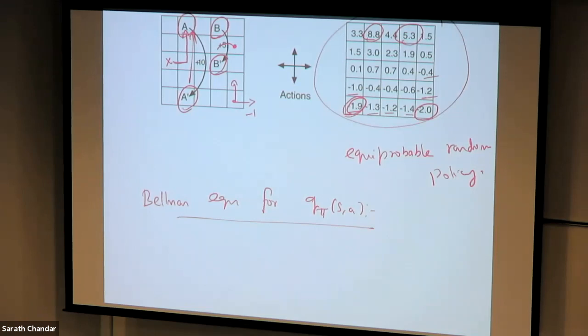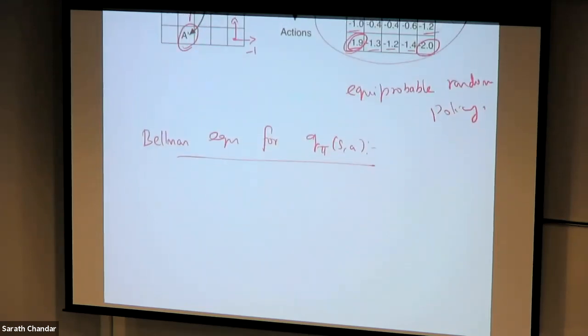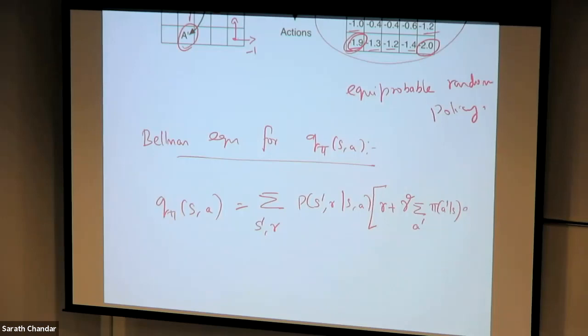Okay, so now let's construct the Bellman equation for Q functions. Q pi of S comma A. I'm going to directly write it; you can derive it as an exercise. It is basically summation over S dash, R, probability of S dash, R given S comma A, of R plus gamma times summation over A dash, pi of A dash given S dash, Q pi of S dash, A dash.